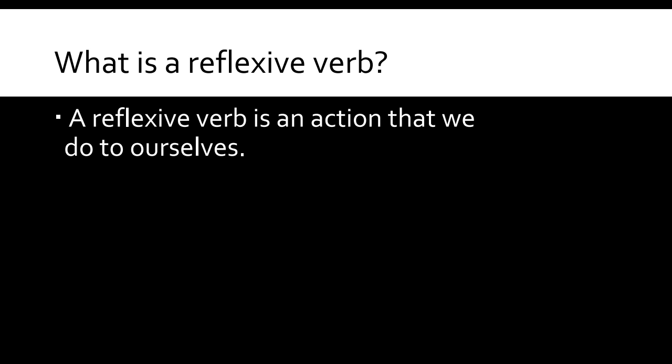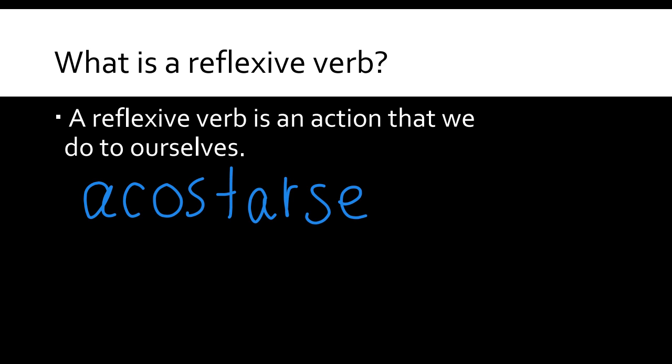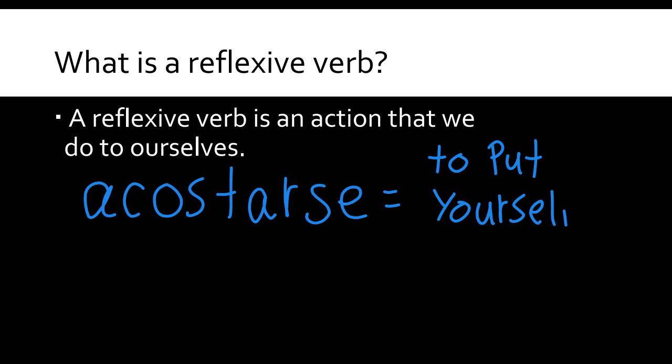So one reflexive verb that's on your list is acostarse. So let me put that here. Acostarse, and you can copy it down while I do this. So acostarse. Acostarse means, I'll write it small over here, the definition, to put yourself to bed. That's a big definition, right? Acostarse means to put yourself to bed. So this is an action you're doing to yourself, all right?